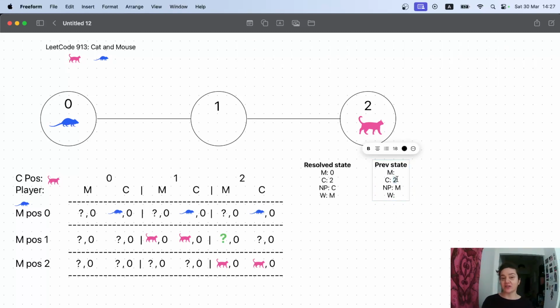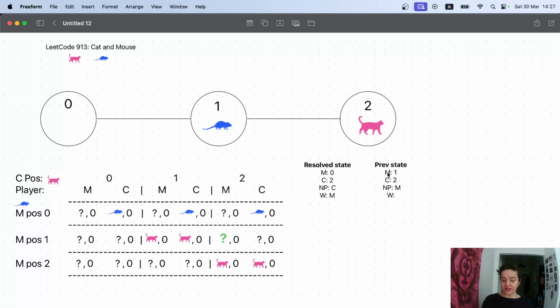And where was the mouse? Well, to know where the mouse was, we need to look at the graph and see from where he could have moved onto this state, or in other words, what are the adjacencies to where he is here in this resolved state? 0. So if we look at the graph, we see that this is the only adjacency to where he is in the resolved state. He could have only moved from here onto here. So he was at 1.